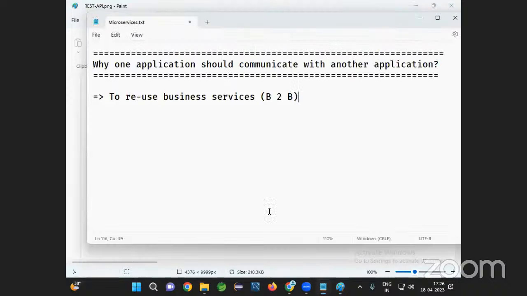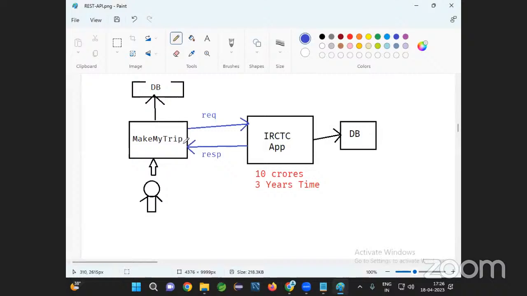Reusing the business services. Why should one application communicate with another application to reuse business services? That is called B2B. Now tell me, will Make My Trip write the logic again? No, Make My Trip will reuse the logic.